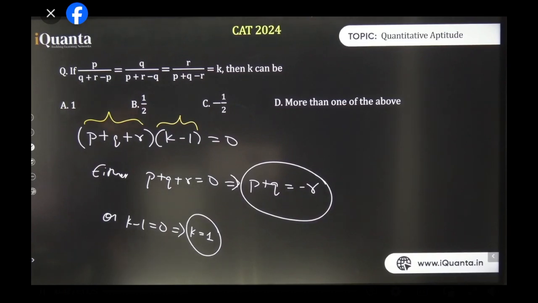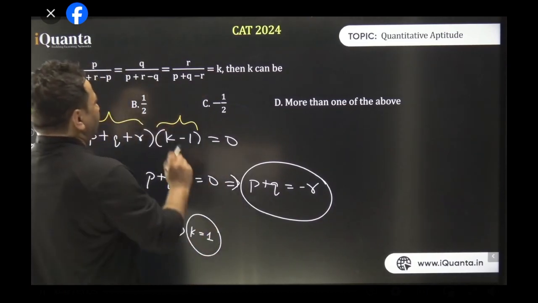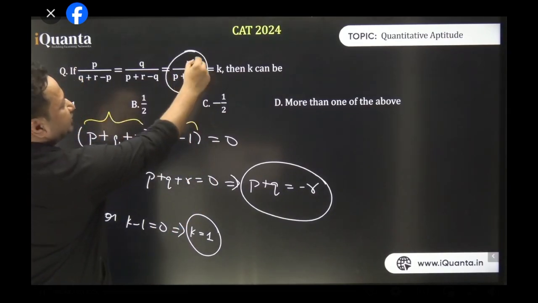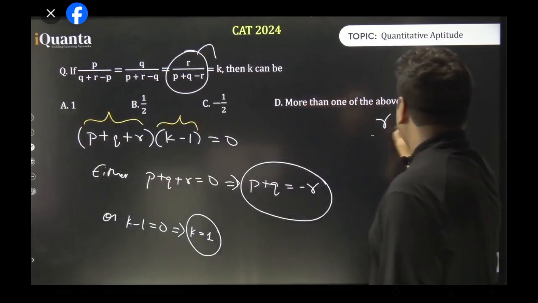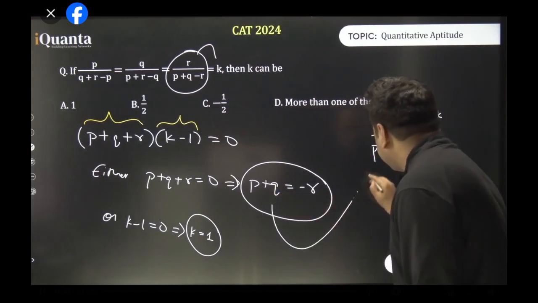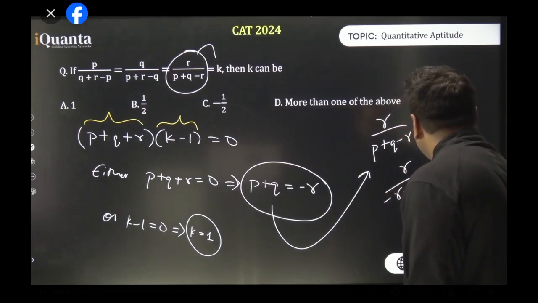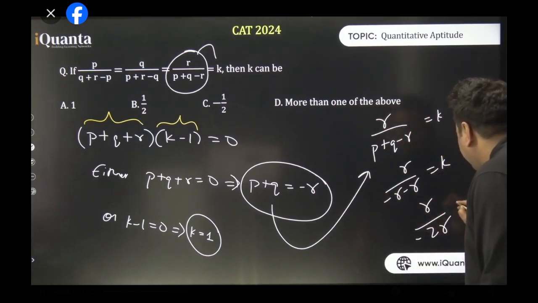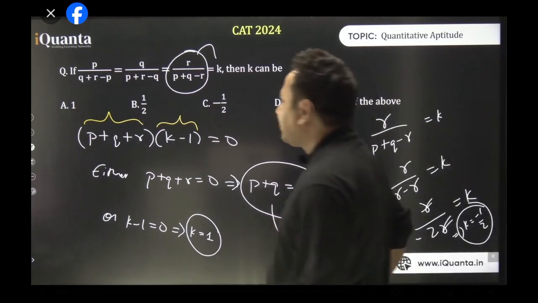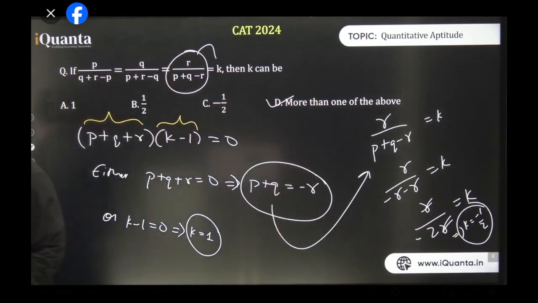Wait, we'll come to that. I told you, I'll come to that. P plus q is equal to minus r. Can I replace it with minus r anywhere? I can replace it here in this last one, which is equal to k only. So from this, I can see that r upon p plus q minus r is equal to k, given in the question. Replacing p plus q with minus r, I'll get r upon minus r is equal to k. So r upon minus 2r is equal to k. Now here we can cancel because r is the same thing and it's not 0. So the other value of k is minus 1 by 2. So we got two values of k. One is 1, other is minus 1 by 2. Answer is D, more than one of the above.